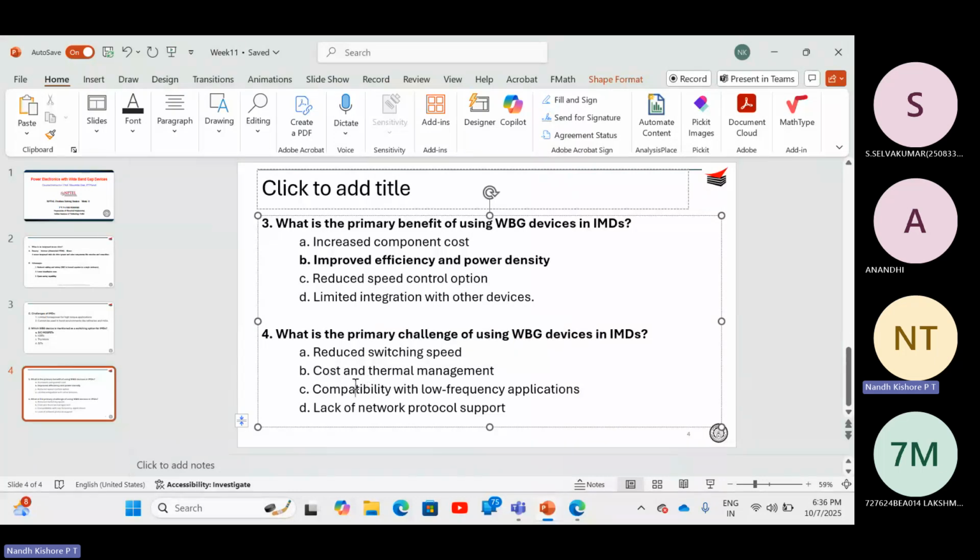Number two, in terms of the size, right? WBG devices are very small compared to other devices. So you imagine that the entire heat dissipation has to happen in a very small area, right? So if the area of heat dissipation is smaller, then what happens? The temperature gets concentrated over there and builds up rapidly. So this is a particular concern, okay? That is, cost and thermal management is a concern, right? It is the challenge of using WBG devices, okay?